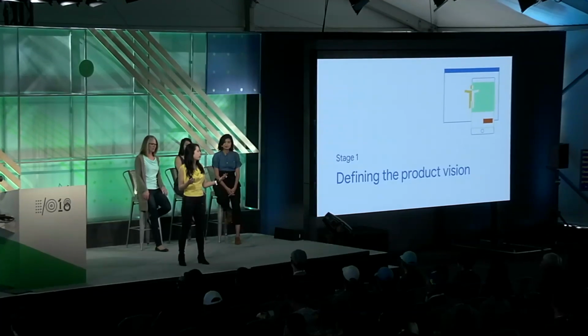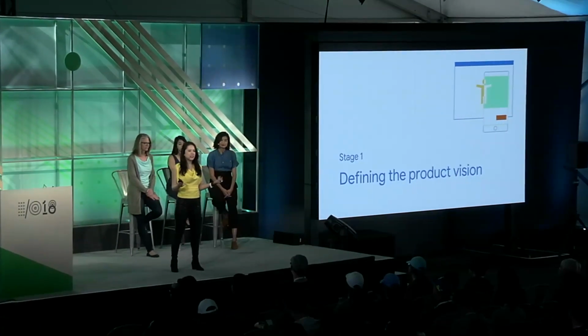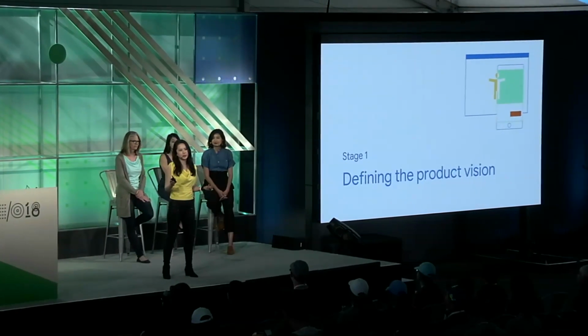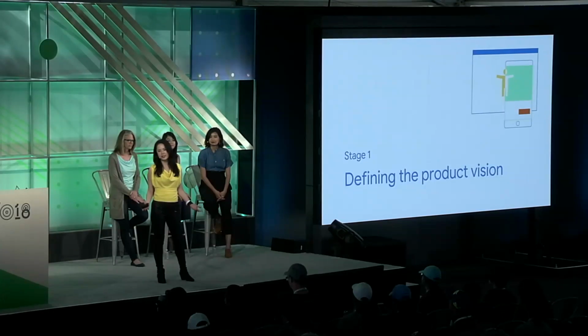Stage 1, defining the product vision. No matter what you're building, understanding what problems you're solving for your users is the key to product success. So, who are your users? Most teams start with the assumption that all their users are fully abled. But that may not always be the case.